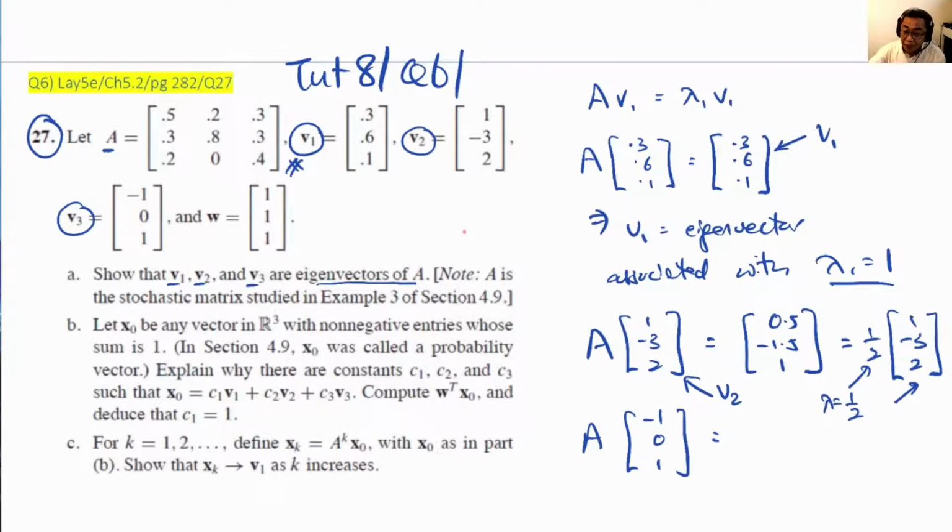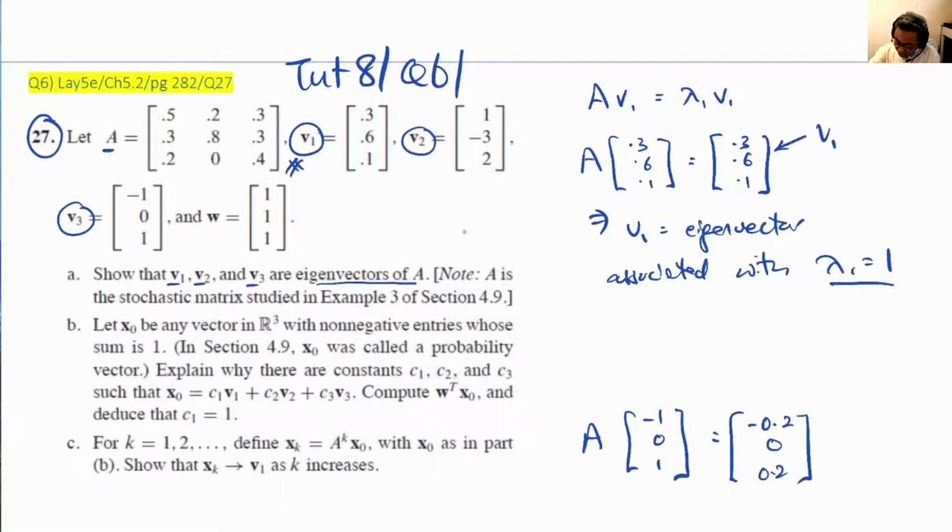What about the last one? For v3, we get basically 1/5 of the original v3. Therefore, the eigenvalue is equal to 1/5 for this corresponding eigenvector.